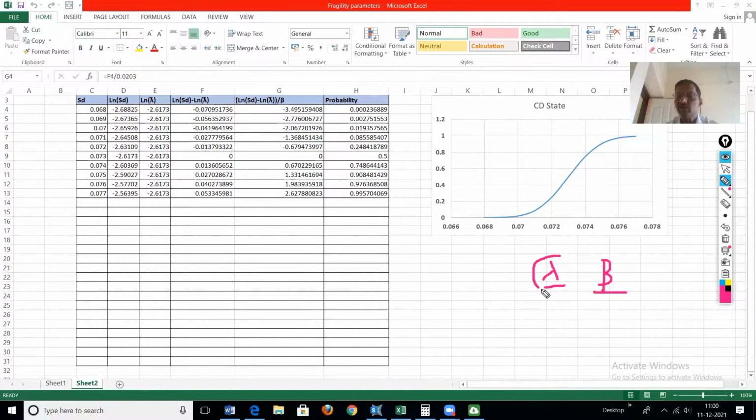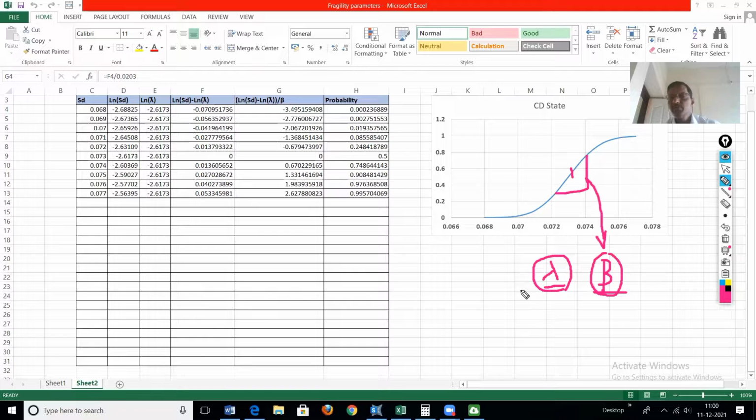Now, what is a median value? Median means the center point of the fragility curve. The center point of the fragility curve is called the median value. And beta is nothing but variability or standard deviation. Whatever the slope of the fragility curve is, it is nothing but the variability. More flatter indicates more variability. Now, our next task is to estimate these 2 particular parameters.